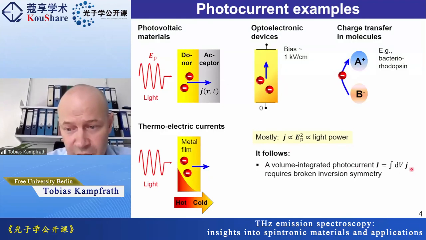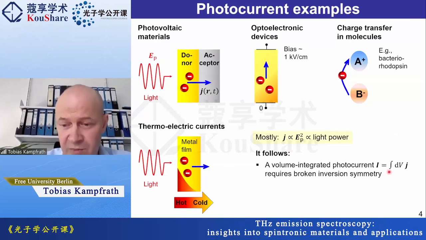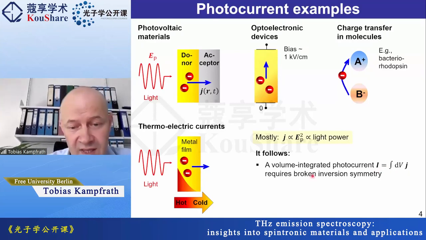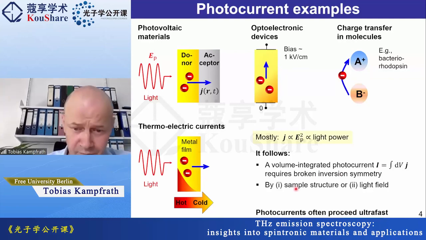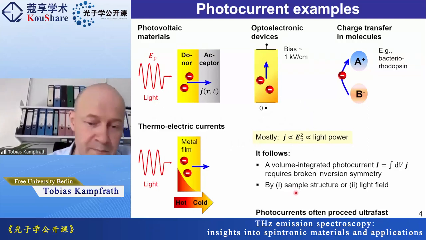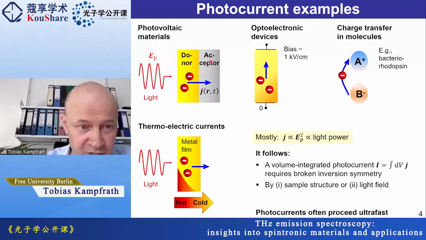By just using a very simple symmetry consideration, it quickly follows that you will only get a volume integrated photocurrent. So you just take the photocurrent density integrated over the whole volume of your material, and this is then the photocurrent. And this photocurrent is only non-zero if your sample has broken inversion symmetry. The broken inversion symmetry you can induce by two measures. Either you can get broken inversion symmetry by the sample structure. That's, for example, the case here for the photovoltaic material. Here we have the donor and here an acceptor, and this clearly breaks the inversion symmetry.